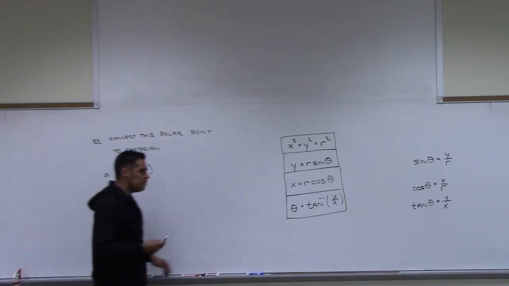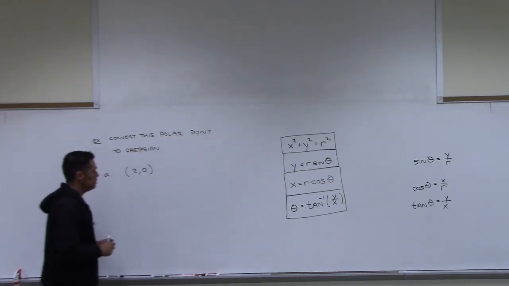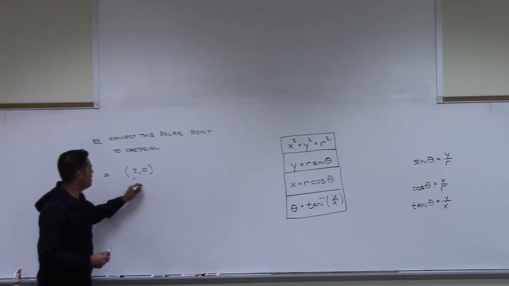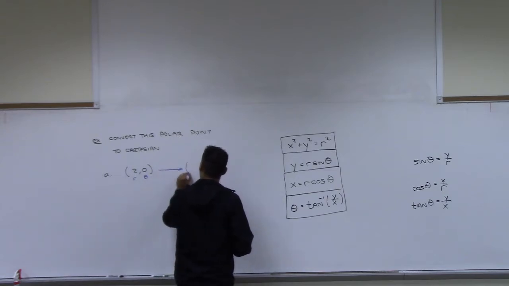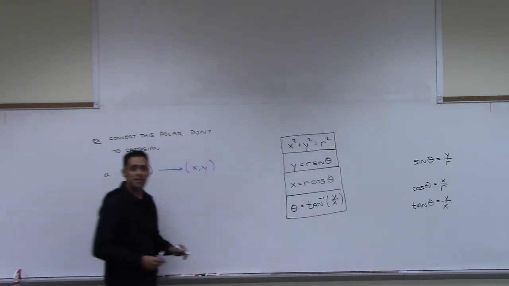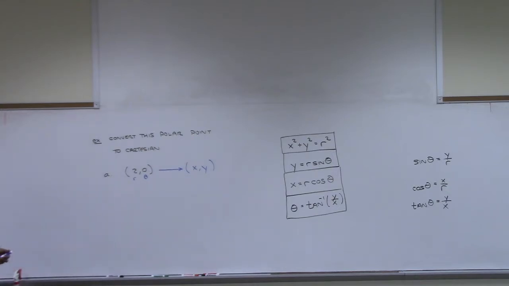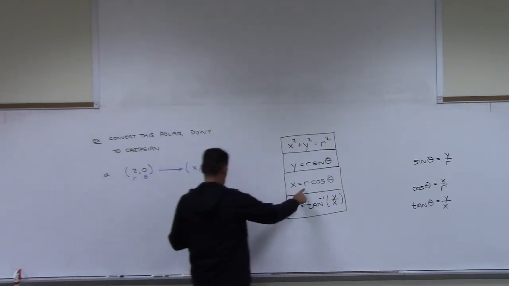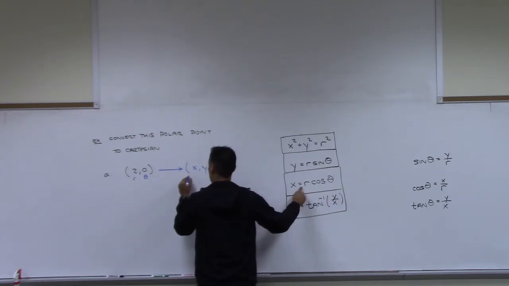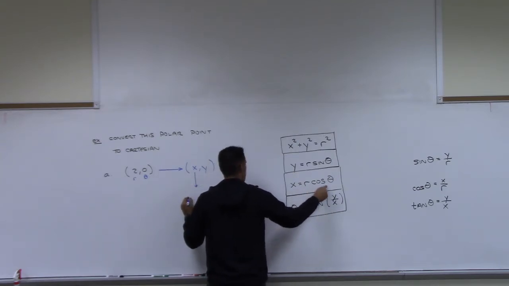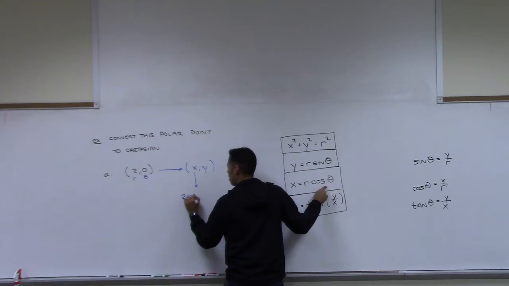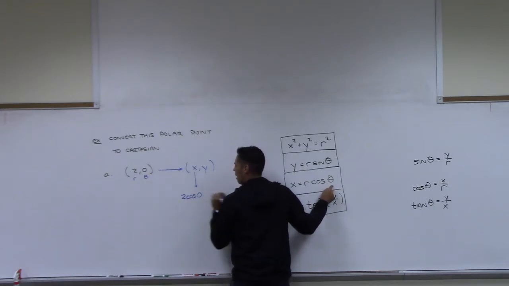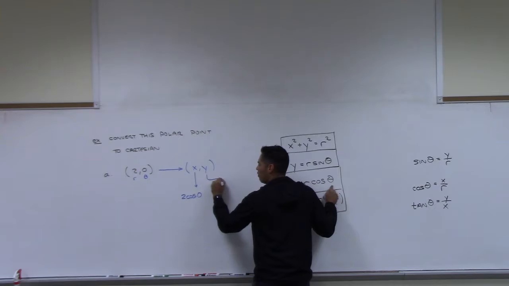So the 2 in this problem is the what? The 2 is the r, and then the 0 is the theta. So if I want to convert this over to Cartesian, that means I want to convert it over to xy instead, right? And what is the definition of x? X is r cosine theta. So that would be, what's r? 2, and then what's cosine of theta? Theta is 0, right? And then the y coordinate will be 2 sine of 0.